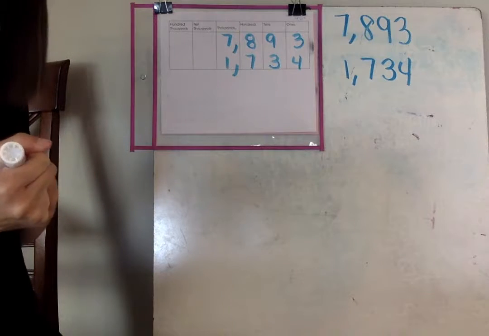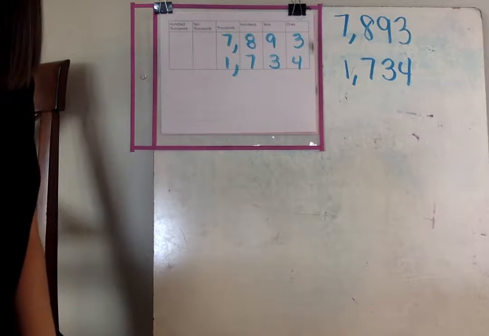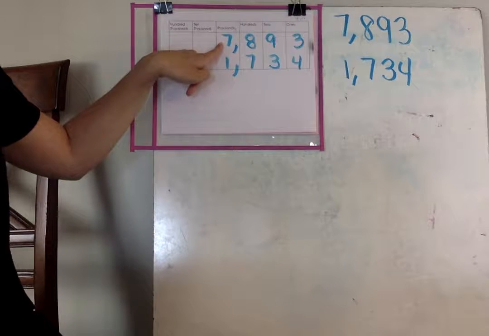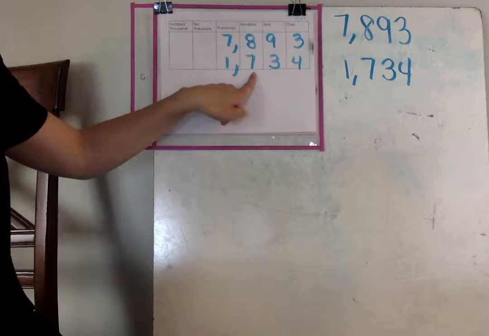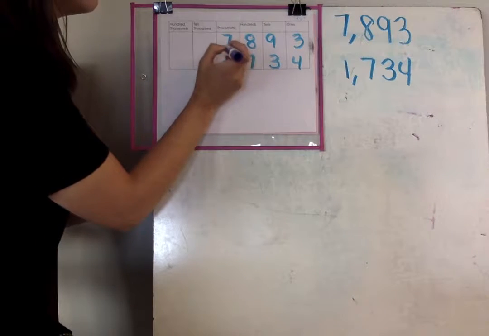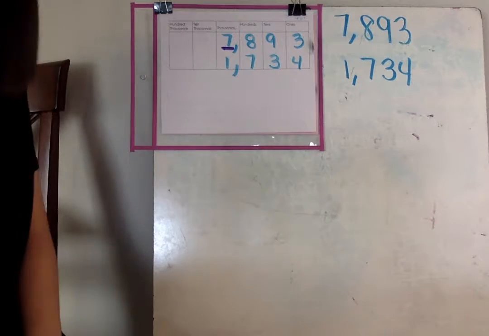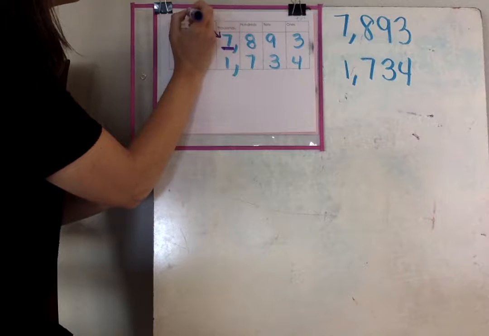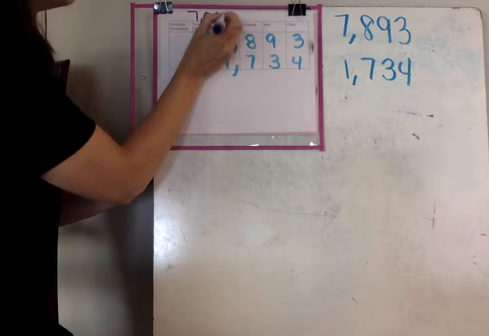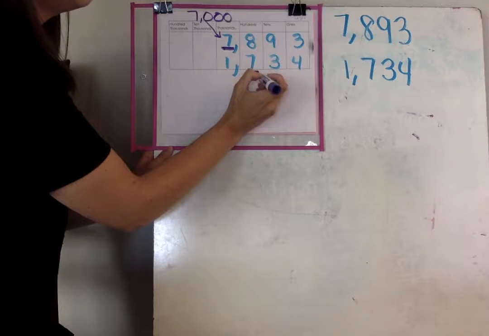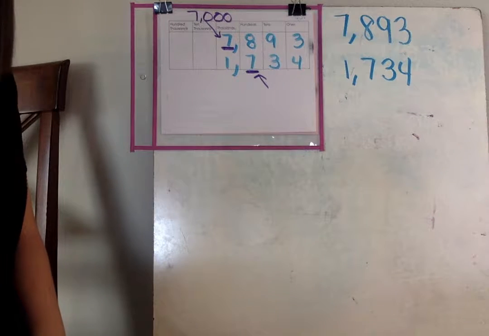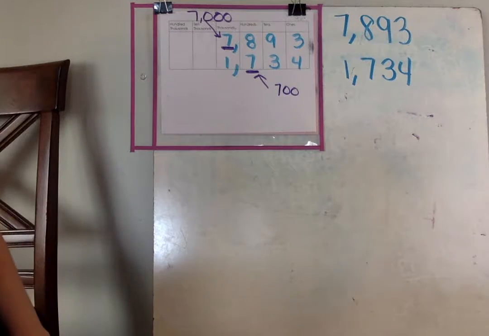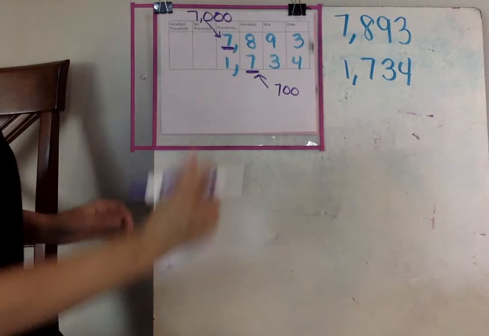Okay, in this number, we're going to compare the 7s. My question is, how many times greater is the 7 in the thousands place than the 7 in the hundreds place? Well, let's look right here. This 7 is in the thousands place. This 7 is worth how much? This 7 is worth 7,000. Very good. And this 7 in the hundreds place is worth how much? 700. Okay? So we're comparing these values.